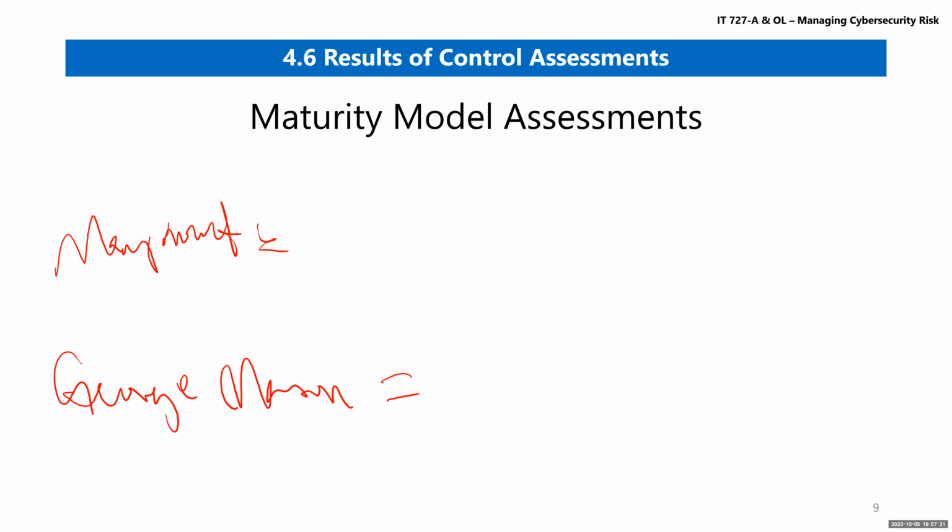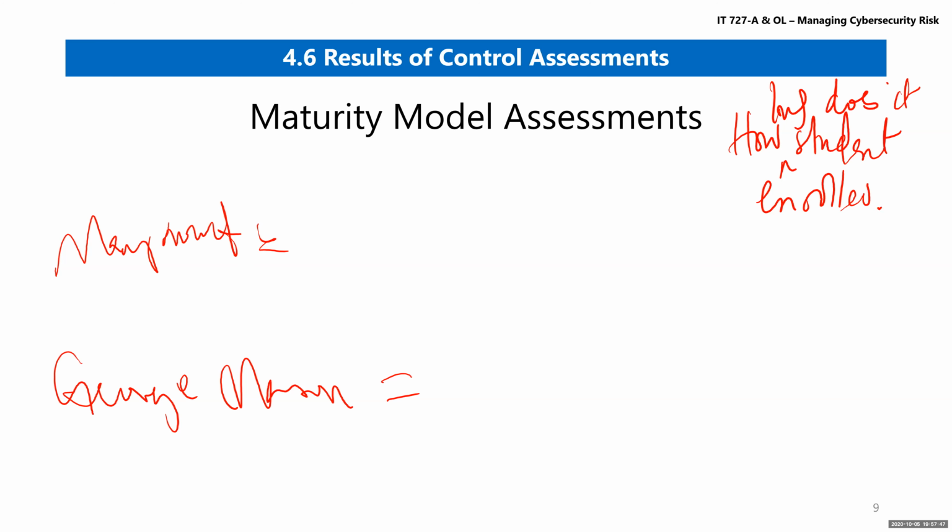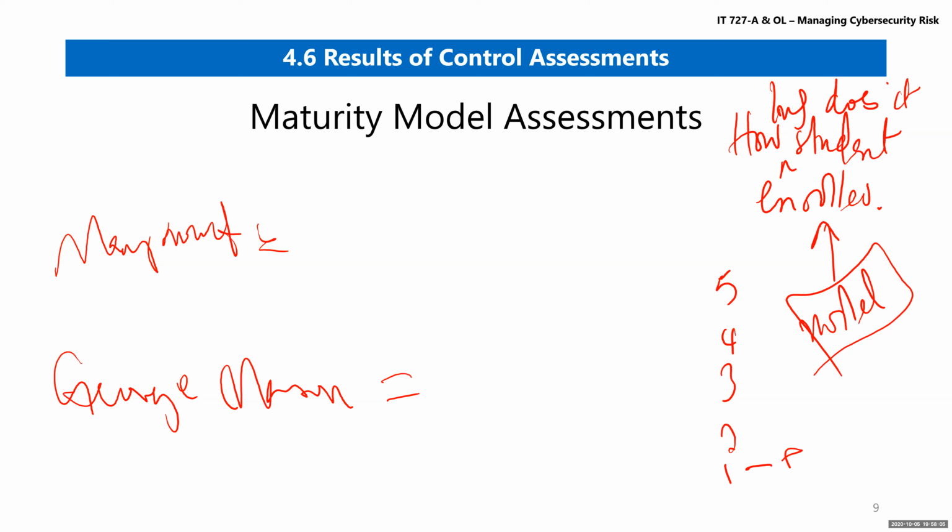Let's say we have a measurement for how students should get enrolled, right? How long does it take for students to get enrolled into classes? And we have made it a model, like there is a standardization to that. And now we are measuring the maturity of schools based on this model, right? So we will say the ranking is 5, 4, 3, 2, 1, where 1 is terrible and 5 is the best, right?